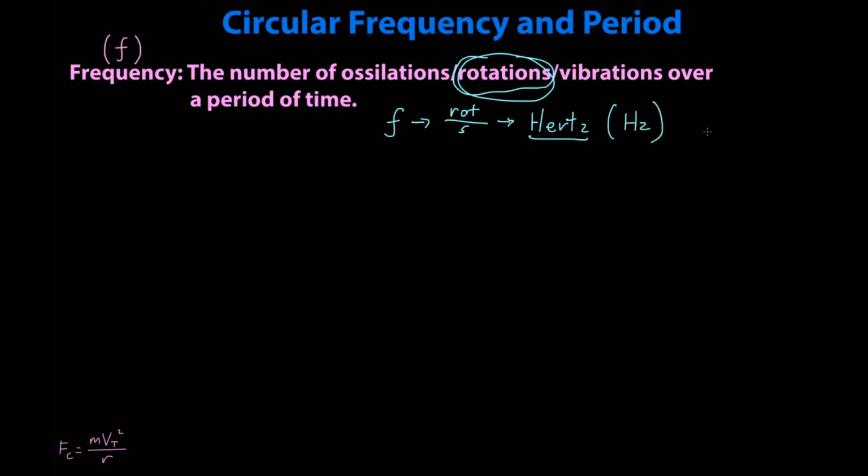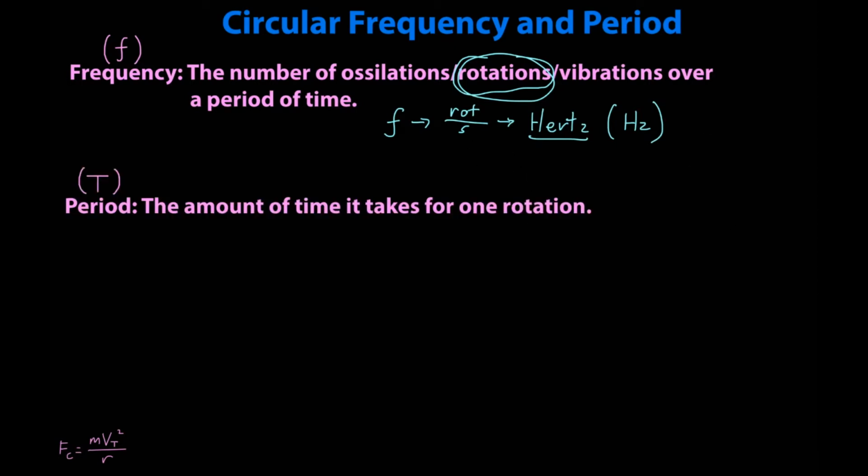So if you are told a record player is spinning with a circular frequency of 10 Hertz, it's spinning at 10 rotations per second. Now, period is the amount of time it takes for one rotation, so its unit will be in seconds. Now, how does that relate to our centripetal equation here? Well, if an object is moving in a circular path, how far it is from the center and how quickly the object is spinning is directly related to its actual velocity.